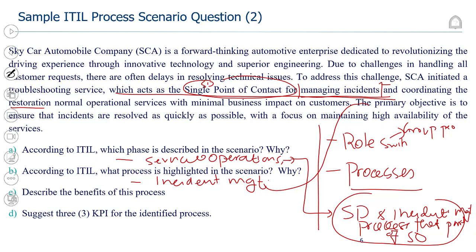The KPIs describe the benefits of this process. You can go to your slides. There's lots of them, but I would need you to be able to describe. This one you won't get from the case study. This now requires your knowledge of, for example, the slides, or whatever. And also suggest 3 KPIs. There are lots of KPIs that you can suggest from.